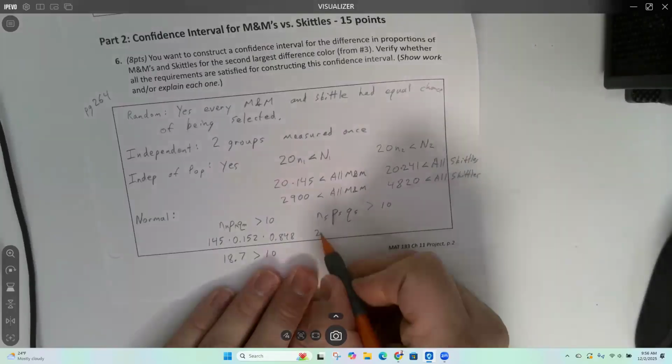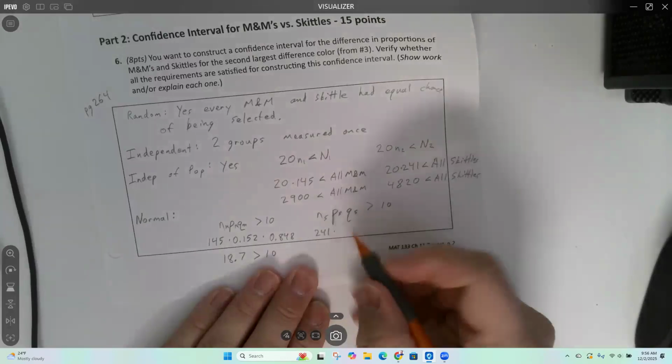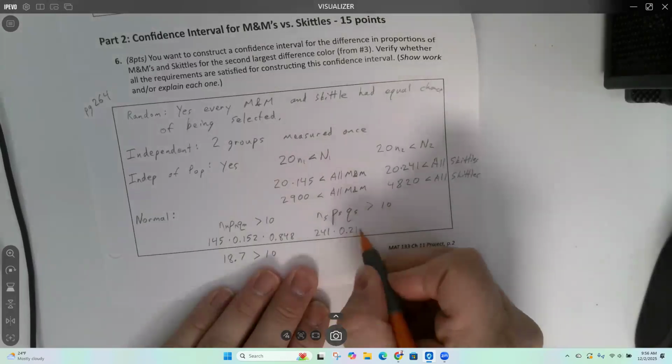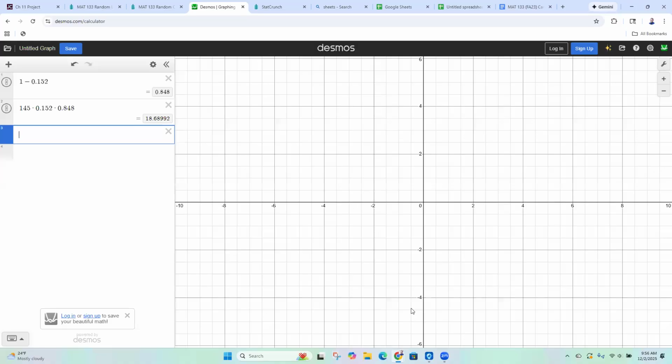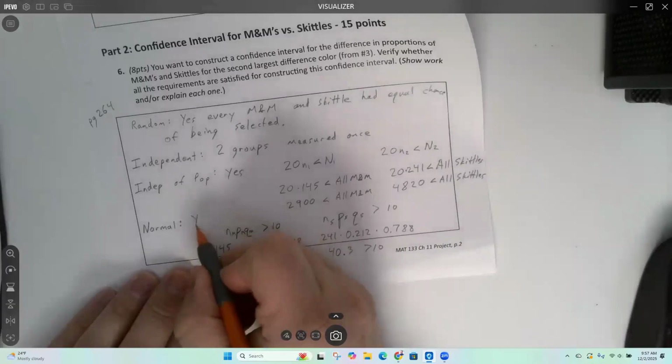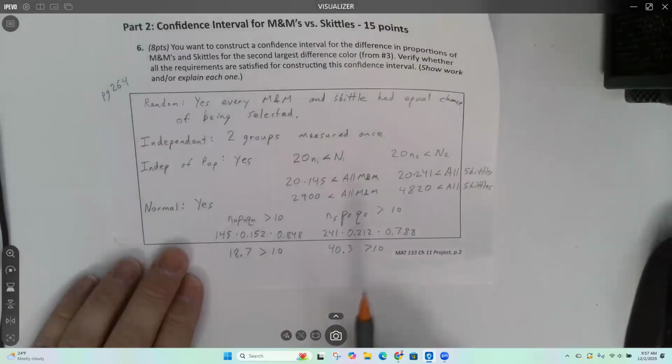Okay, so I had 241 Skittles, still looking at green. So that makes my Q for green 0.788. So 241 times P times Q is 40, which is bigger than 10. So yes, I got two yeses there. So we're good.